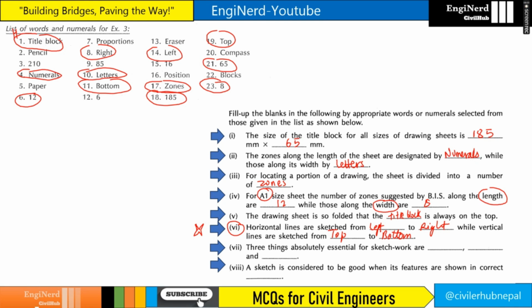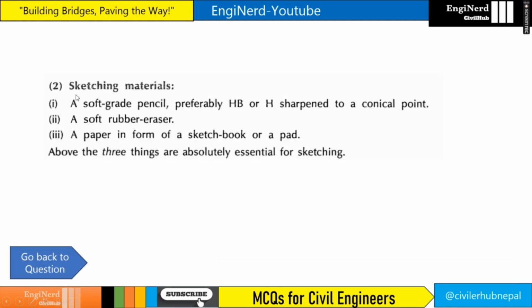Another question, the question is three things that are essential for sketch work are dash, dash and dash. Let's see. So here it says sketching materials. Three things that are absolutely essential for sketching are soft grade pencil and soft rubber eraser and paper in the form of sketchbook or a pad. So pencil, eraser and paper.